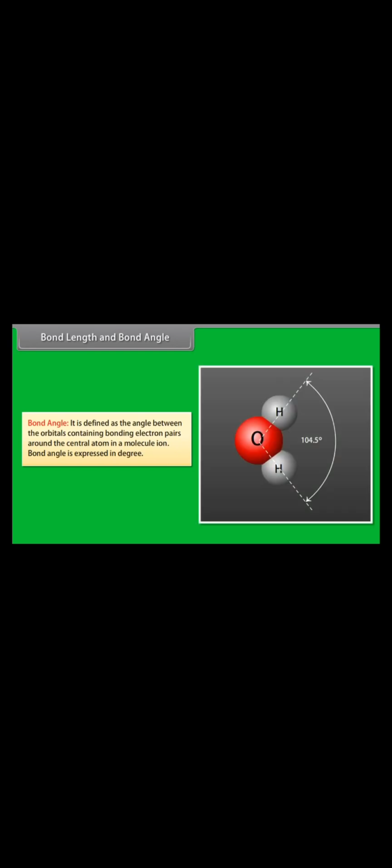Bond angle. It is defined as the angle between the orbitals containing bonding electron pairs around the central atom in a molecule ion. Bond angle is expressed in degree. Bond enthalpy and bond order. Bond enthalpy. It is defined as the amount of energy required to break 1 mole of bonds of a particular type between two atoms in a gaseous state. The unit of bond enthalpy is kilojoule per mole.